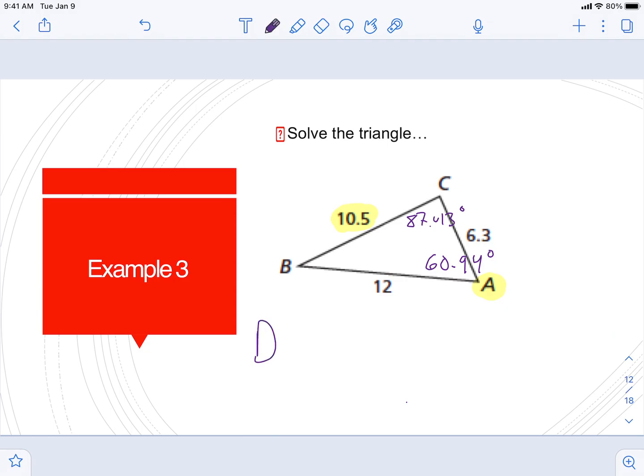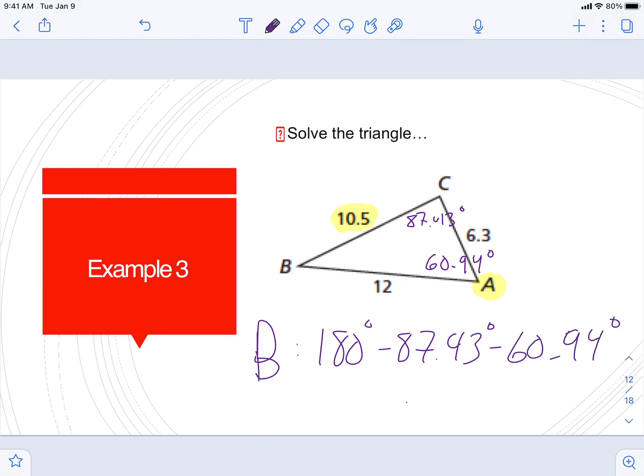So angle B is 180 minus 87.43 minus 60.94, and that is, which one am I looking at? There we go. 31.63 degrees.